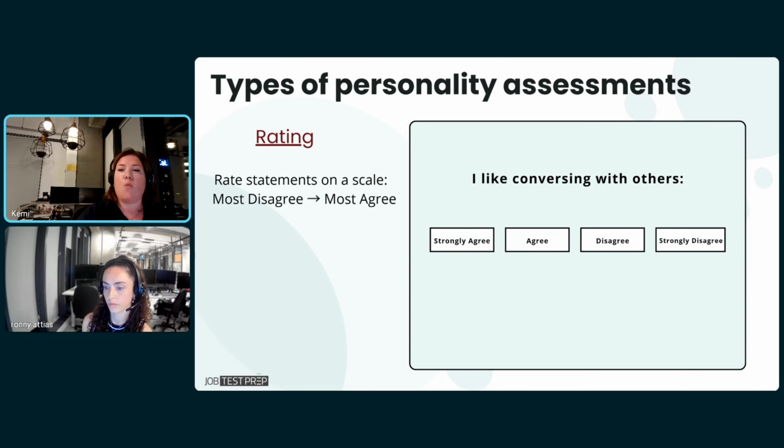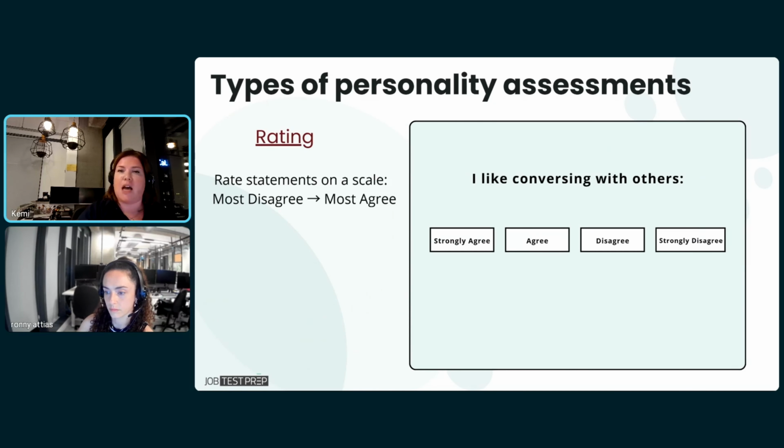What feels most right to you according to that statement? So this statement, I like conversing with others. It is linked to the sociability scale. This is another scale that is quite important in the banking world. This is related to how friendly you are, how much you love to network, to communicate with others, how you like to collaborate within teams.